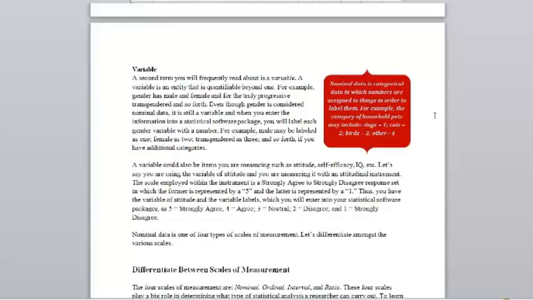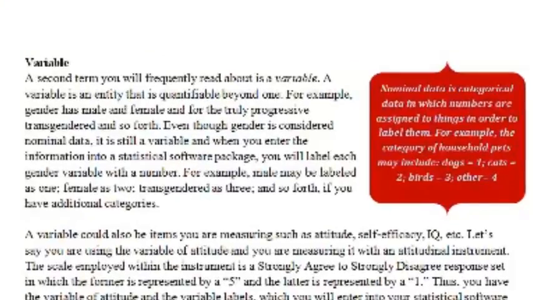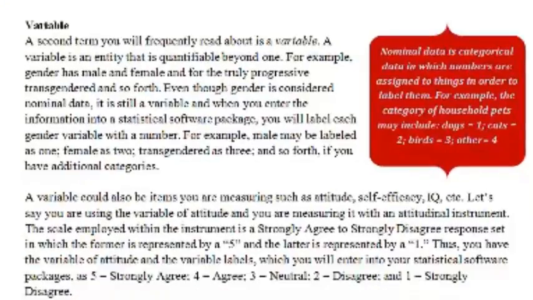The second concept is a variable. Now I am on page 4 of the workbook. A variable is simply some type of entity that is typically quantifiable beyond 1. For example, gender has male and female, and for the truly progressive, if we have transgendered, that might be awarded a number. Even though gender is considered nominal data, which means it is categorical data, when you put a number on it, the number really doesn't mean anything.